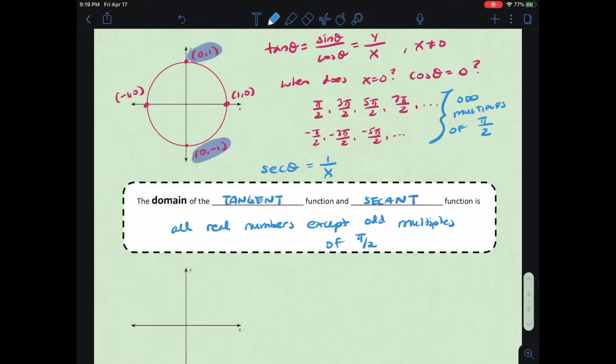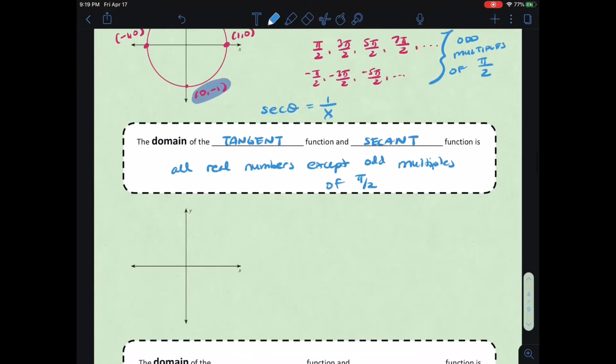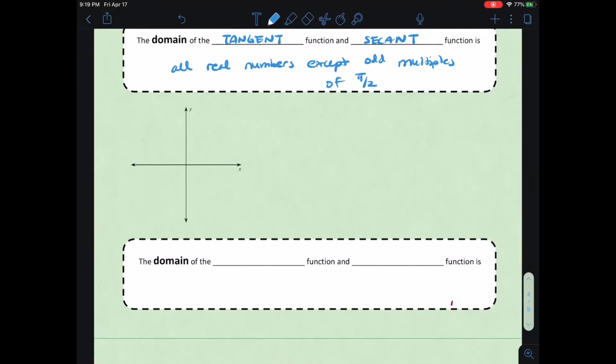So we're going to apply the same kind of approach when we're looking at the domain of cotangent and cosecant. Once again, I want to draw another unit circle and label these 4 points here. These are the 4 points that correspond to quadrantal angles. Looking at the cotangent function, which you can think of as cosine of theta over sine of theta, or as x over y when you're looking at the point on the unit circle, we're going to ask ourselves the exact same question: when does the denominator equal 0?